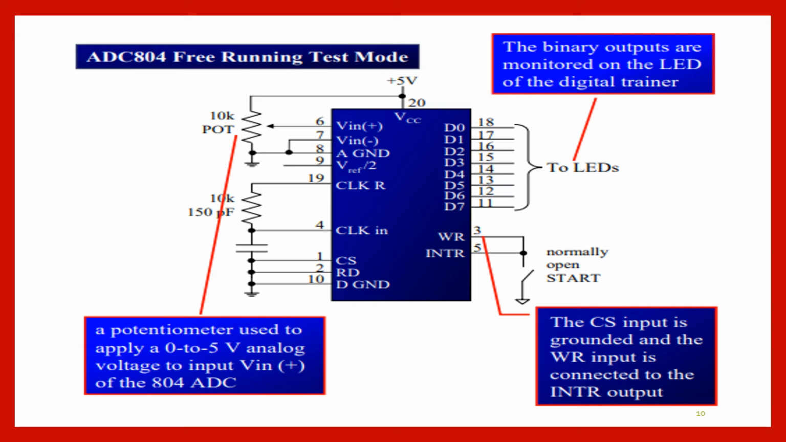Then, as shown, at the output you can connect either LCD or LEDs on the D0 to D7 pins to observe the digital value, and WR and INTR work in coordination with CS and RD. In general, if you go through the pin structure of the 0804 ADC, you can see one by one how these pins are connected and what the significant role of the respective pins is.